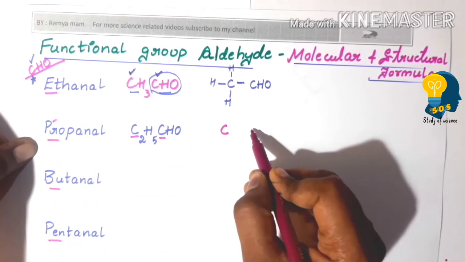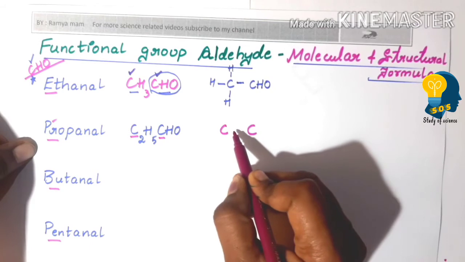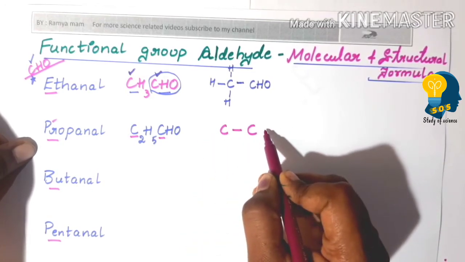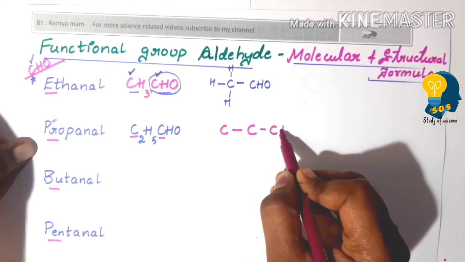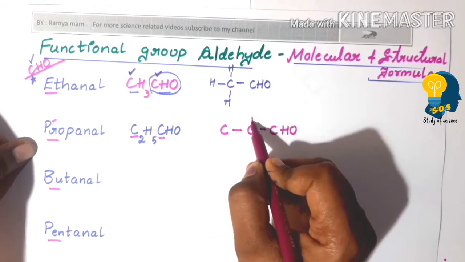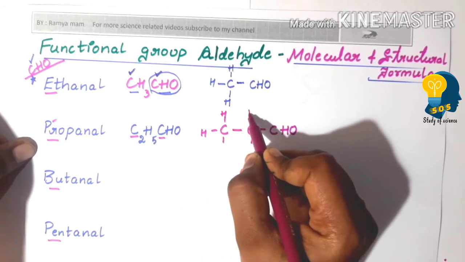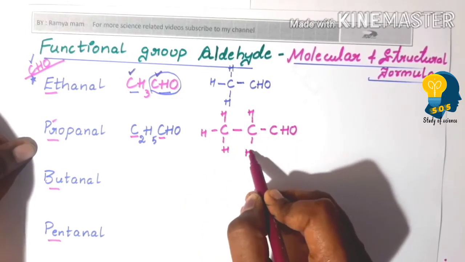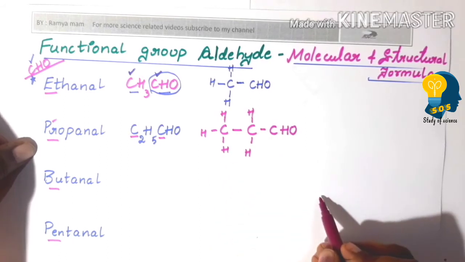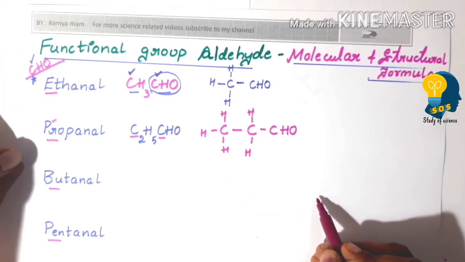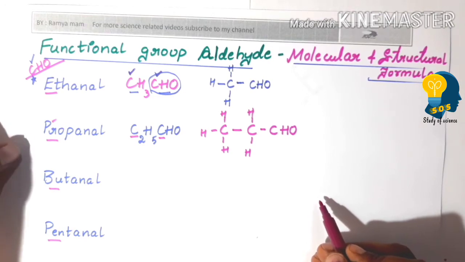C2H5: 2 carbons with a single bond between the carbon and carbon atom. We are not going to disturb the functional group. We write it as it is, CHO. And the remaining carbon atoms are surrounded by hydrogen atoms. This is how we write the structural formula for propanal.